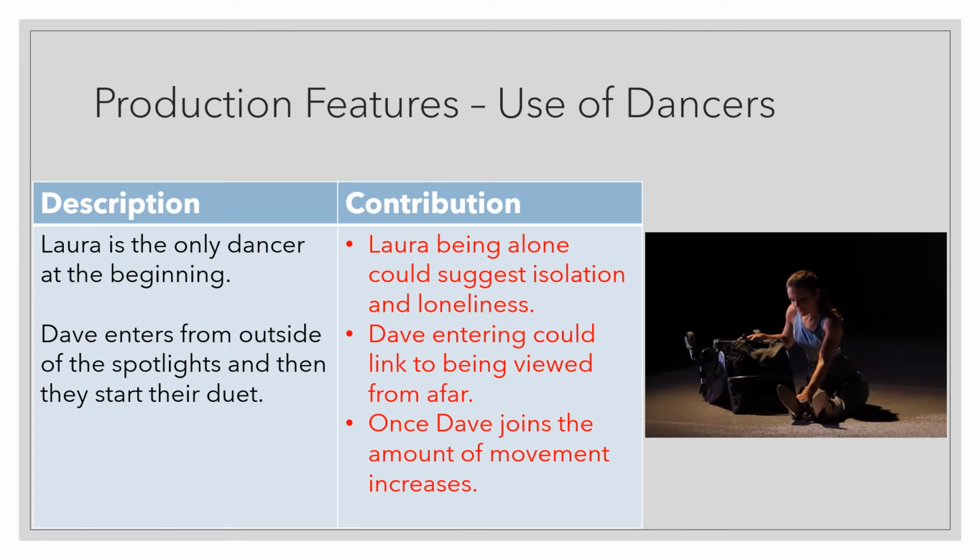Okay, in terms of how the dancers are used, so Laura at the beginning is just on her own against that perched on the floor, isn't she? So she's on her own, and Dave enters kind of from outside where the light is illuminating her. So he comes kind of out of nowhere and then joins to start the duet. So Laura being alone really suggests that she's kind of lonely herself and is quite isolated over there.